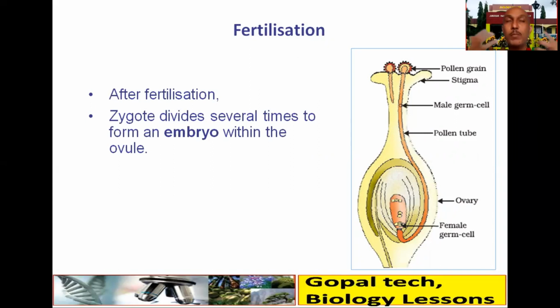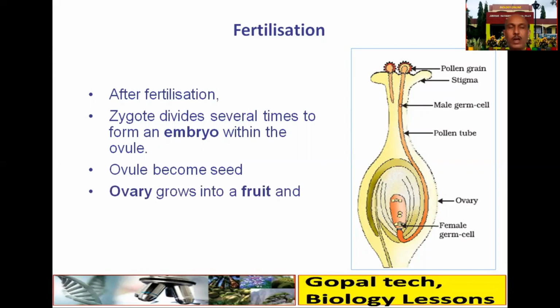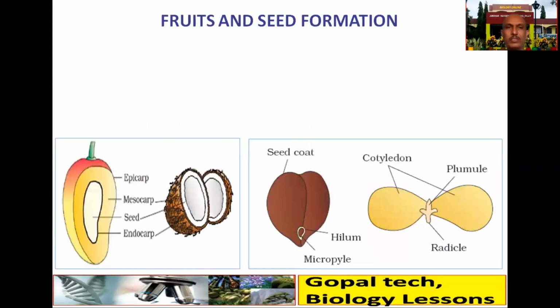So what happens after fertilization? After fertilization, the zygote divides several times by mitosis and forms an embryo within the ovule. Then the ovule becomes seed. So the fertilized ovule is called seed. And the ovary grows into fruit. Yes, the ripened ovary is called fruit. And the remaining parts, sepal, petal, androecium, style, stigma, in some they are retained and in some they fall off. Okay, you can see like this.